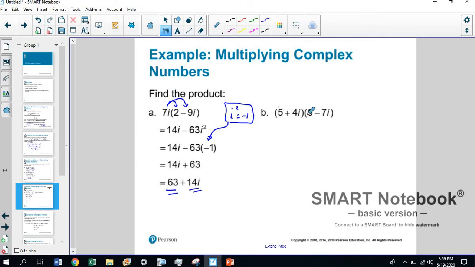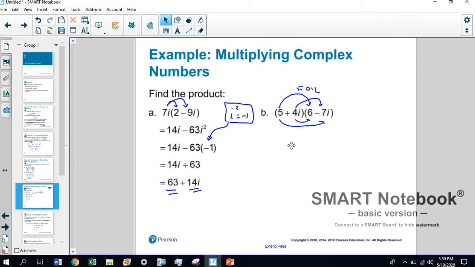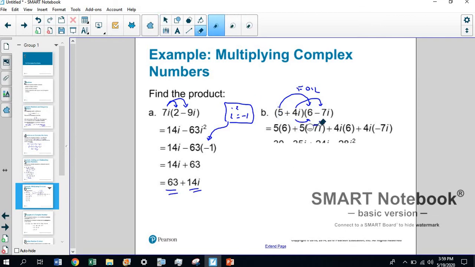So we're going to take 5 times 6, or we're going to take 5 times negative 7i. We're going to take 4i times 6, and we're going to take 4i times negative 7i. We're going to FOIL it. That's all we're doing. Okay? So as we do that, you get 5 times 6 plus 5 times negative 7i plus 4i times 6 plus 4i times negative 7i.